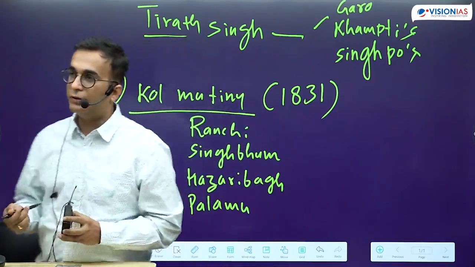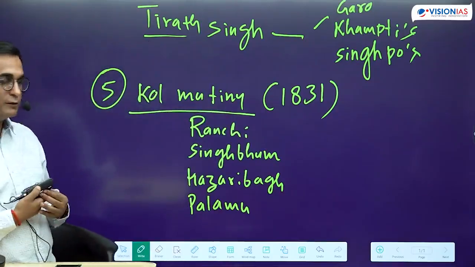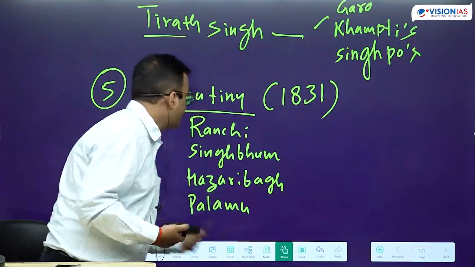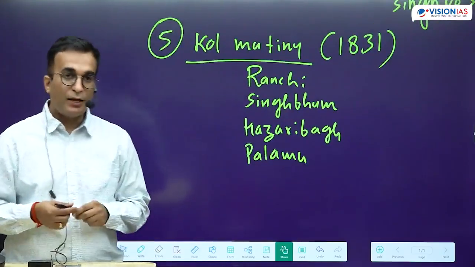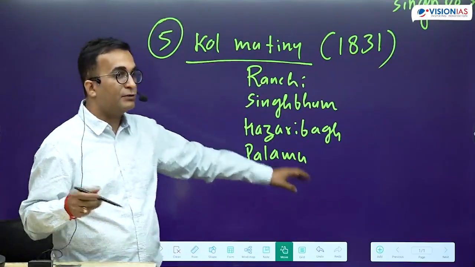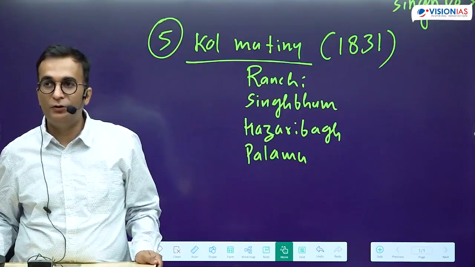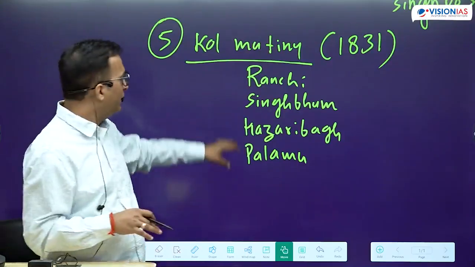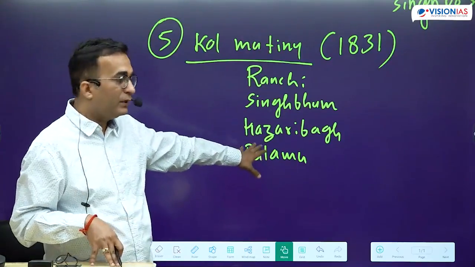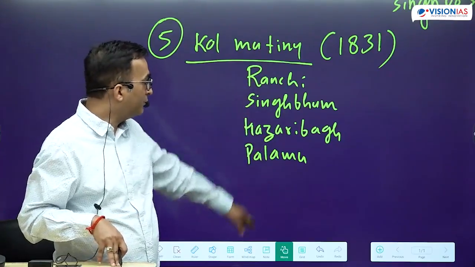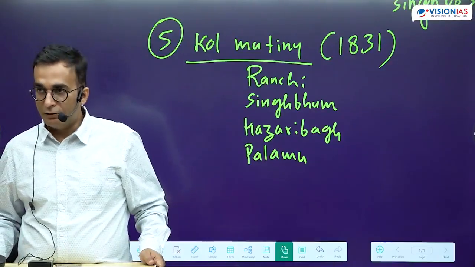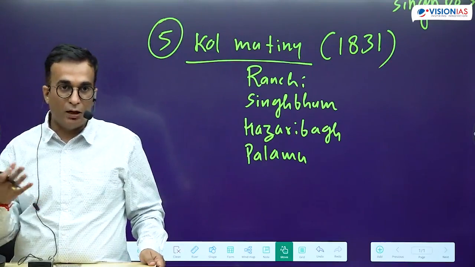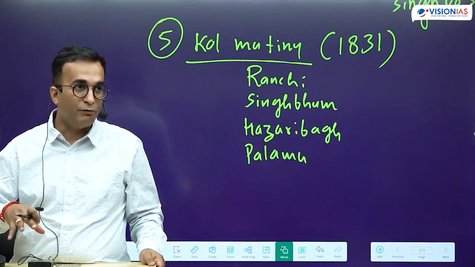So Kol were the tribal communities of these 4 districts of Jharkhand, that is Ranchi, Singhbhum, Hazaribagh and Palamu. Moreover, Hazaribagh is a part of the Chota Nagpur Plateau, okay? And in fact, this is the mineral belt of India, the Chota Nagpur Plateau, comprising Ranchi, Singhbhum, Hazaribagh and Palamu. The highest concentration of the mineral resources of India is found over here.